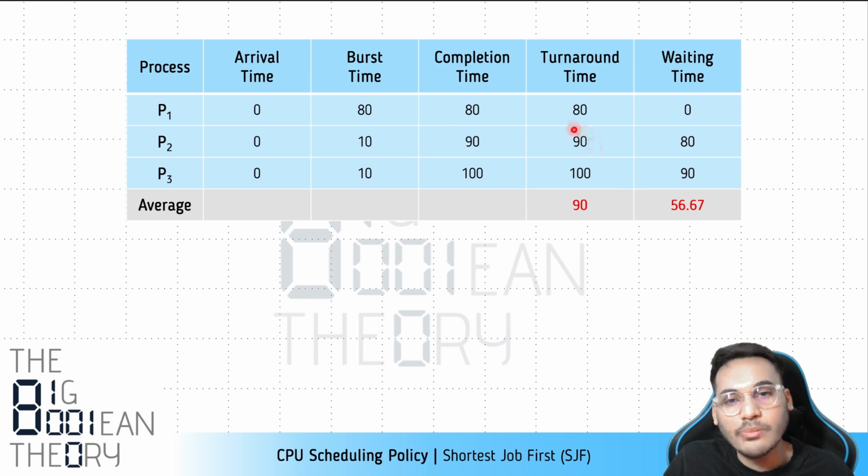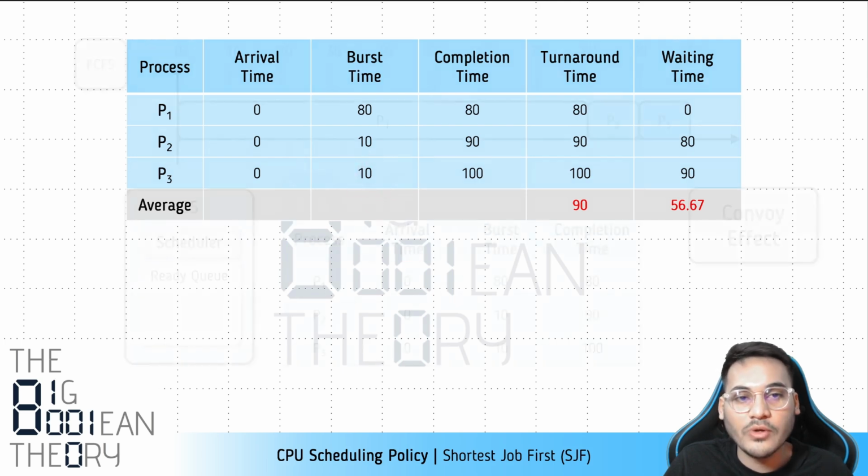If you look at P2, it spends 90 milliseconds in the system, of which it is waiting for 80 milliseconds and executing for just 10. So the burst time to waiting time ratio is around 1 to 8. For 8 parts of its lifetime it is just waiting, and only one part of its lifetime it is executing. Similarly for P3, it's even worse. Out of the 100 milliseconds that it spends in the system, it spends 90 milliseconds waiting and only 10 on execution. So this is what the convoy effect is about.